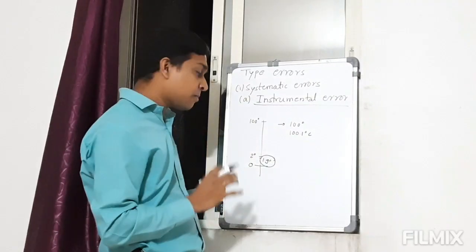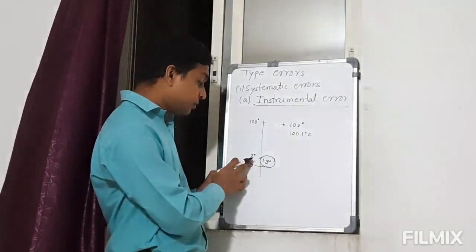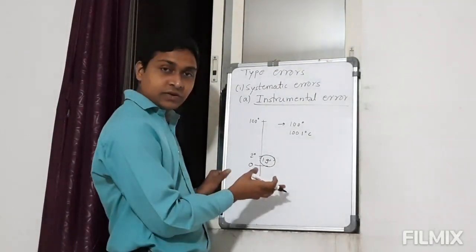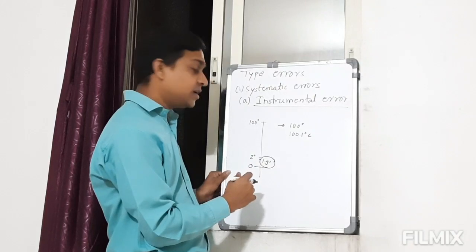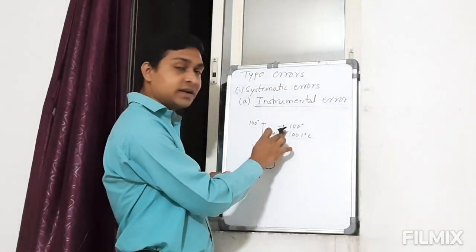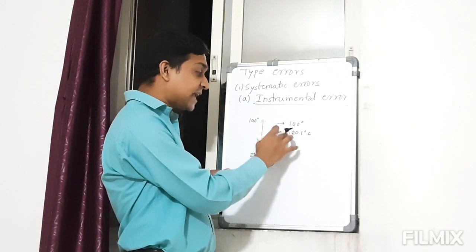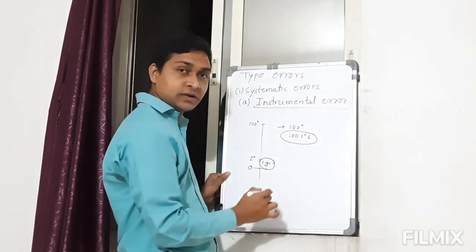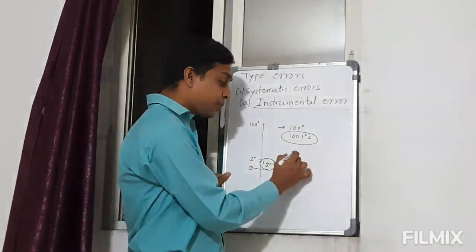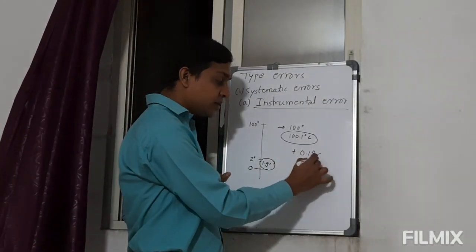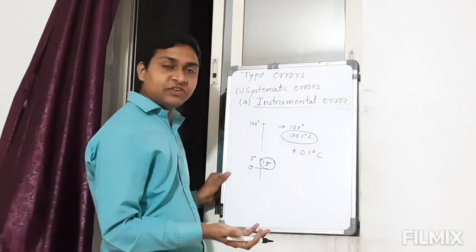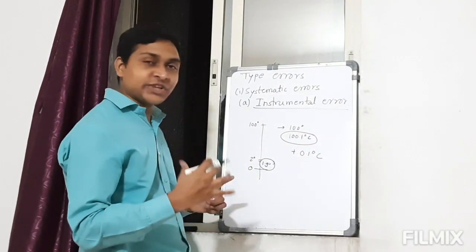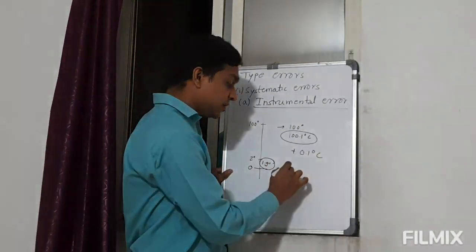Whenever we have such a thermometer, instead of 2 degree it says 1.9 degree, and instead of 0 degree it says less, by 0.1 degree. So if it measures 100 degree, the actual temperature is more than that, 100.1 degree. By adding 0.1 degree to the measured temperature, we get the accurate value. This way the instrumental error occurs.